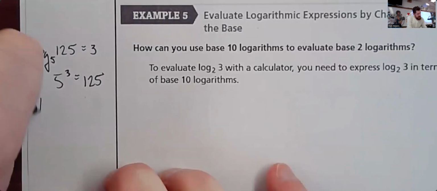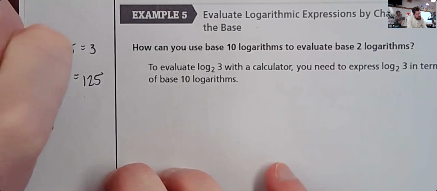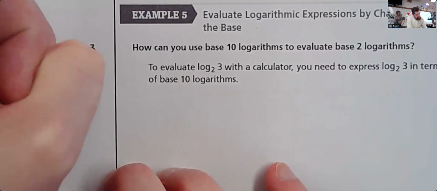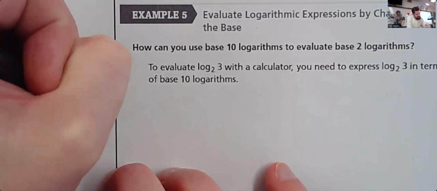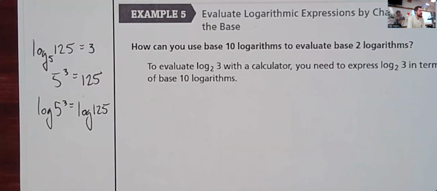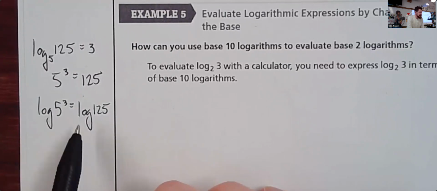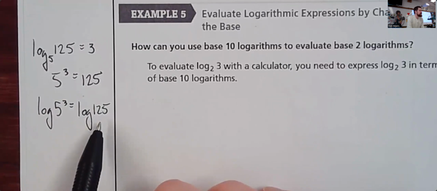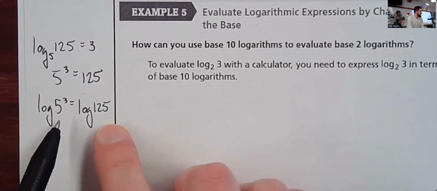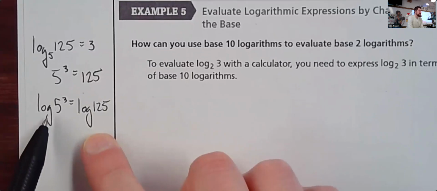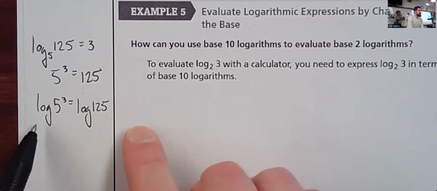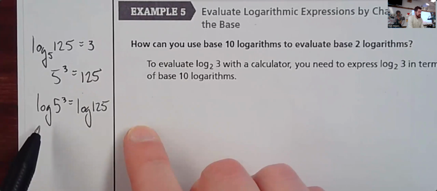So if I was just to write log of 5 cubed equals log of 125, would anybody have any arguments with that? Like, would you agree that log base 10 of 5 cubed is the same as log base 10 of 125? Makes sense, right? Because 5 cubed is 125. So applying log base 10 to both sides keeps both sides equivalent. Everybody okay with that? Okay.